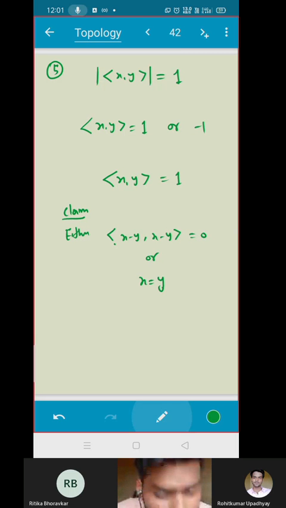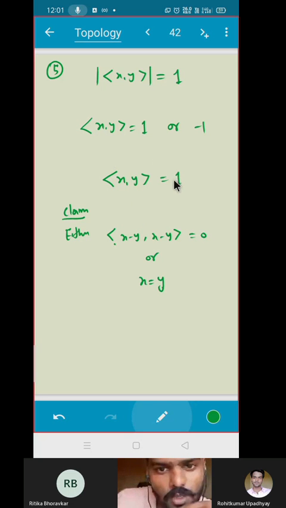Sir, have we taken norm x and norm y as 1? No, norm x and norm y we have not considered. We have only one condition, that the inner product of x comma y is 1. Now I am claiming that if this is true, then either x is equal to y. See, x equal to y, I used in the previous fourth property.